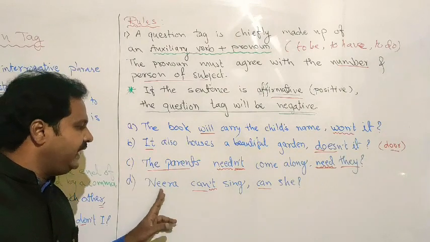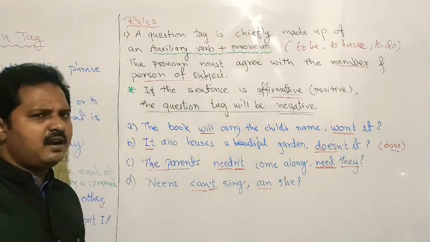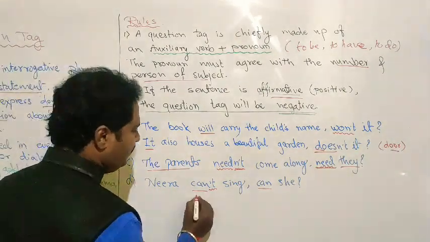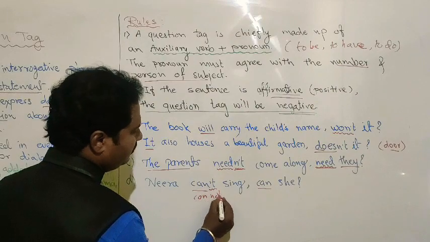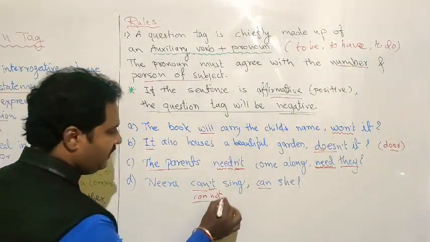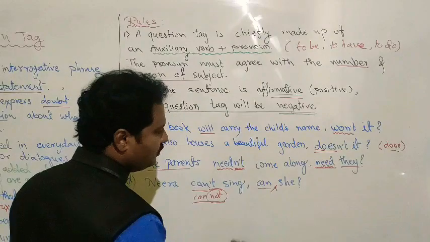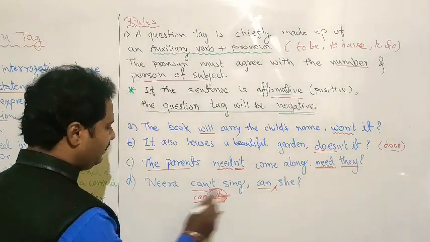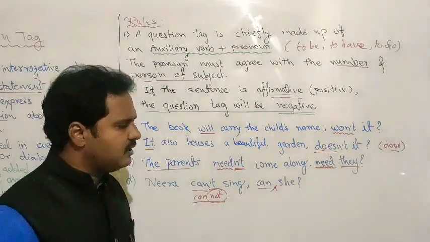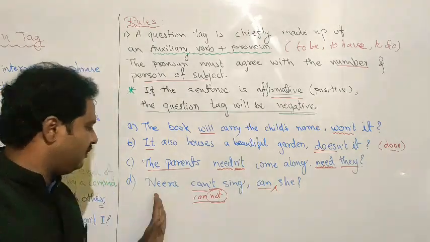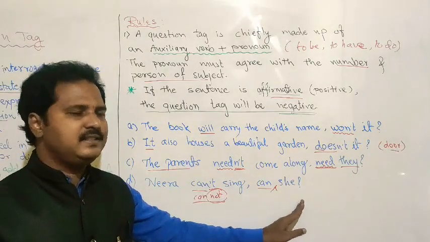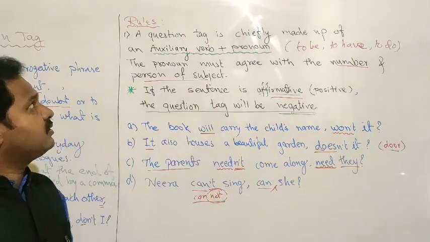Then the last one. Neera can't sing. Cannot is used here, that is, can't is used here. Not is used here, so we don't use not again. Neera can't sing. Then, can she? For Neera, third person singular. Can't sing. So this is the first rule of this one.